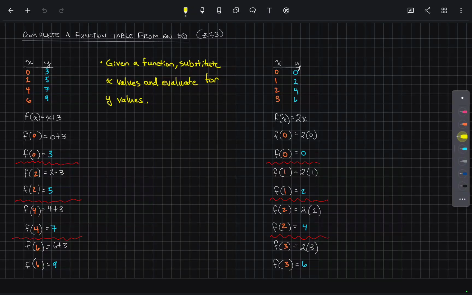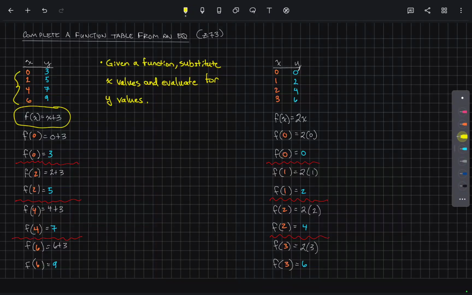Here are two examples of how to go about doing that. If given f of x is equal to x plus 3, and given these x values, 0, 2, 4, and 6, all I have to do is write 4 problems, substituting those numbers, 0, 2, 4, and 6, in for x, and then evaluate them, solve them, and I'll have my y values.